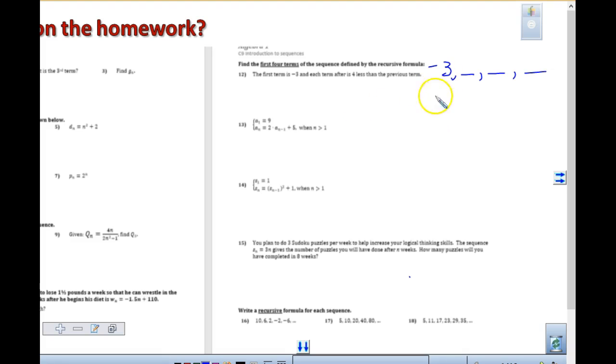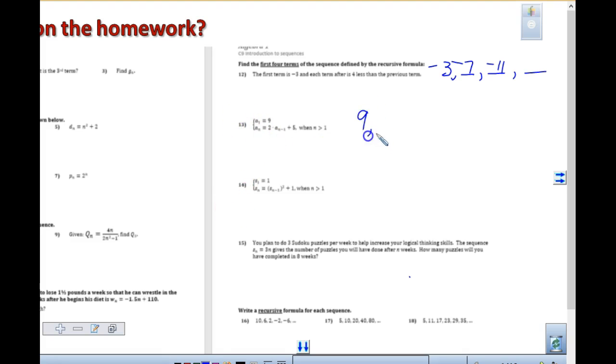Now, looking at number 12, are there other questions? So we got negative 7, we're going to go 4 more, or subtract 4, we should be at negative, okay? So, question 13, I didn't see up there, did 13 go okay?